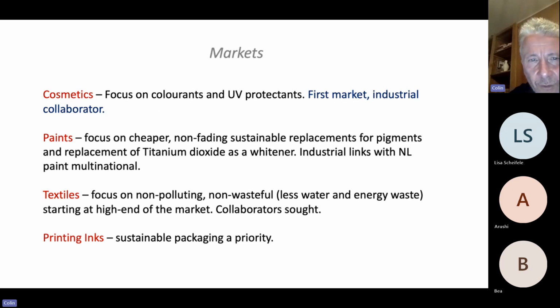Paints are very interested in colors. They don't want all of this glittery, shiny effect, except for specialist applications. But they do want to replace some of their pigments with more sustainable alternatives. And it's a different subject, but they really want to get rid of titanium dioxide acting as an opacity and whitening agent, and whether bacteria or other biological materials can act as whiteners is an interesting subject.